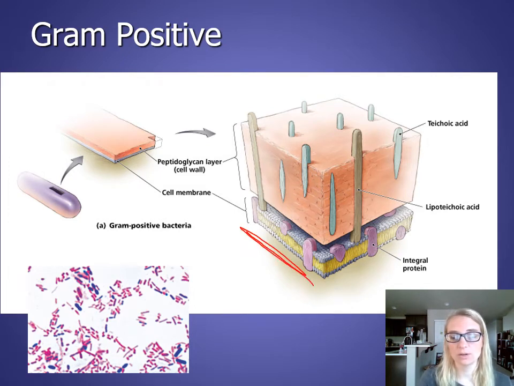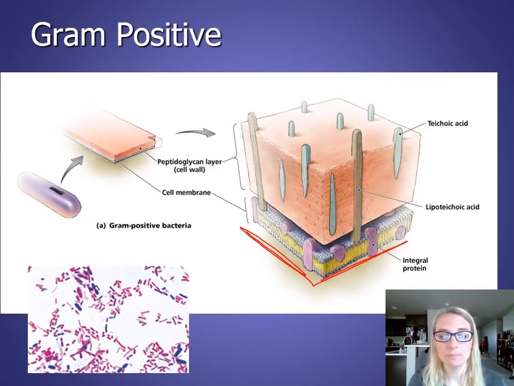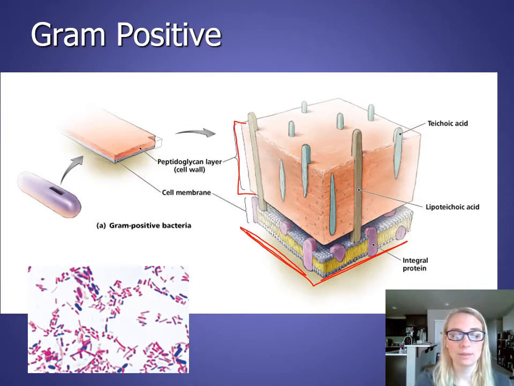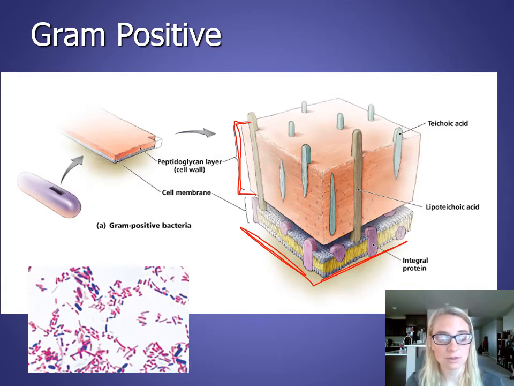This is just your regular old phospholipid bilayer. It's going to have integral and peripheral proteins, all of the same stuff you learned back in your general bio. The cell wall sits just outside of that. And in a gram-positive bacteria, it is a big, thick layer of peptidoglycan. That's going to be different to the gram-negatives that we'll see next.